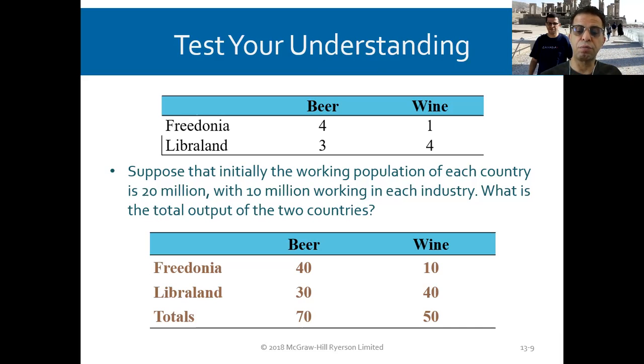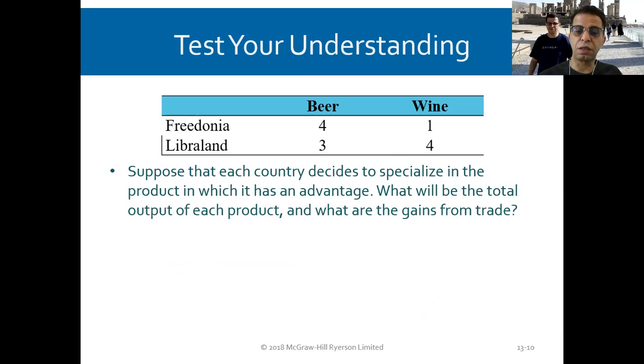And Liberland can produce 30 million beer and 40 million wine. So the total, if these two countries are added together, is going to be producing 70 million beer and 50 million wine. Not bad numbers. Now, suppose that each country decides to specialize in the production in which it has an advantage. What will be the total output of product and what are the gains from trade?